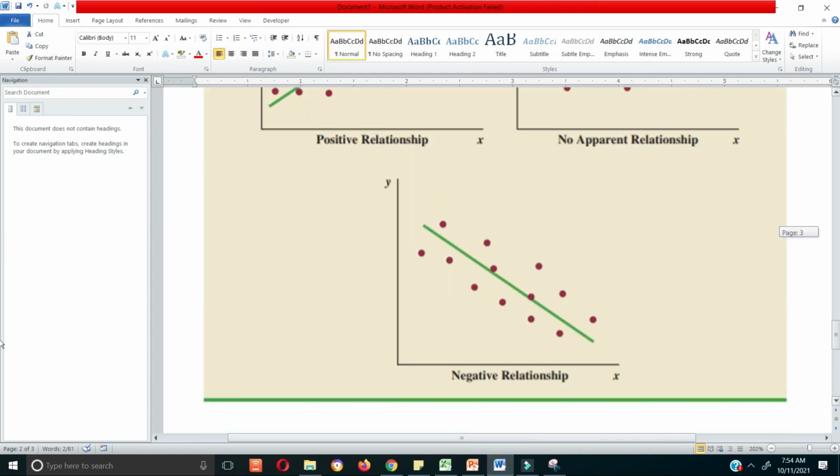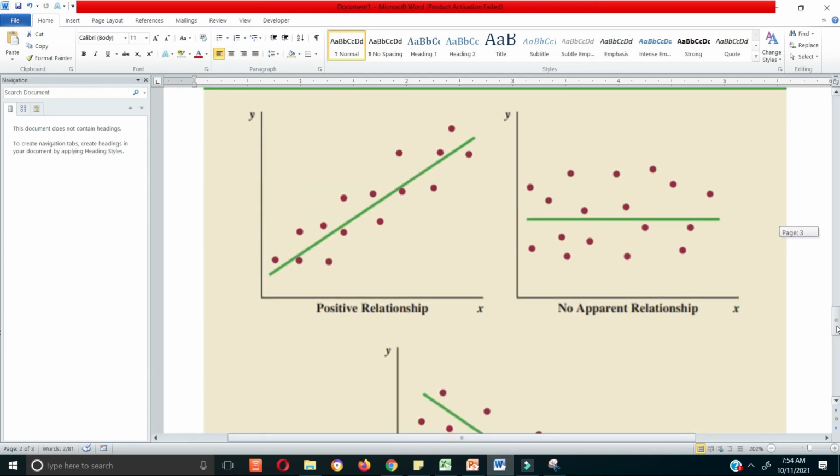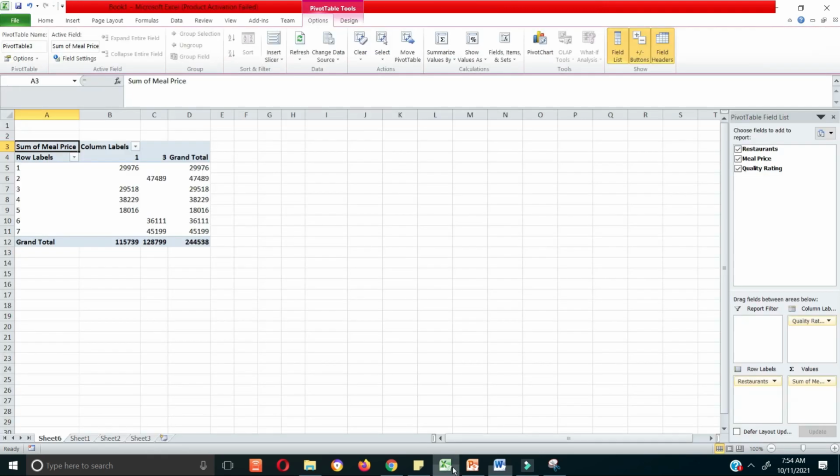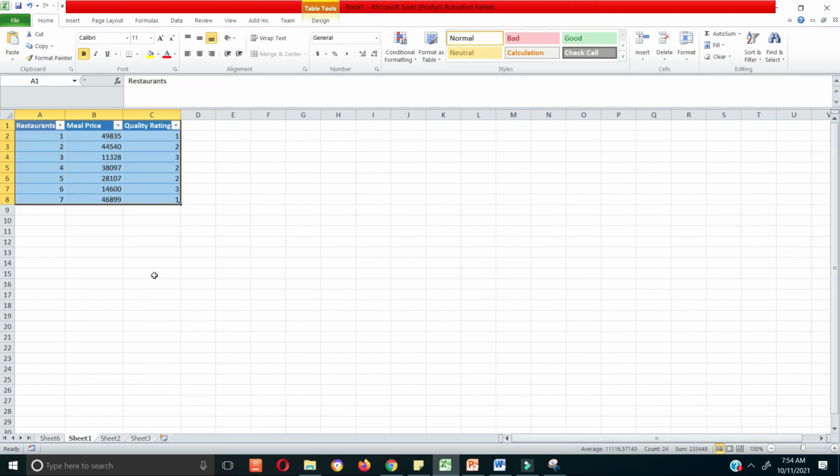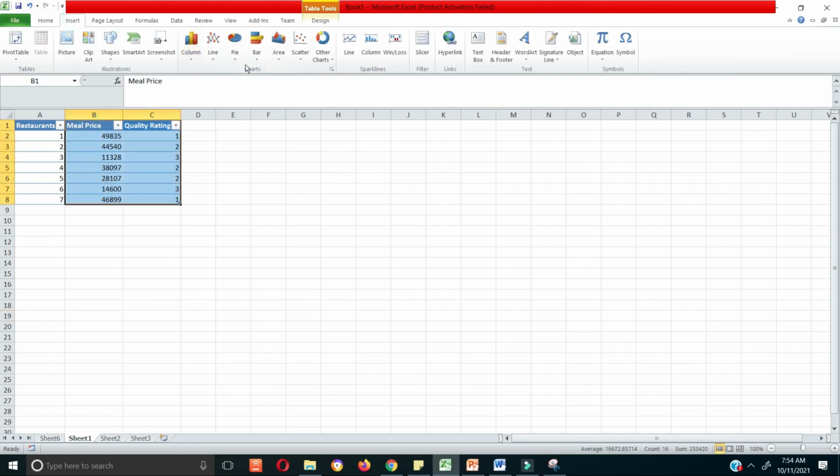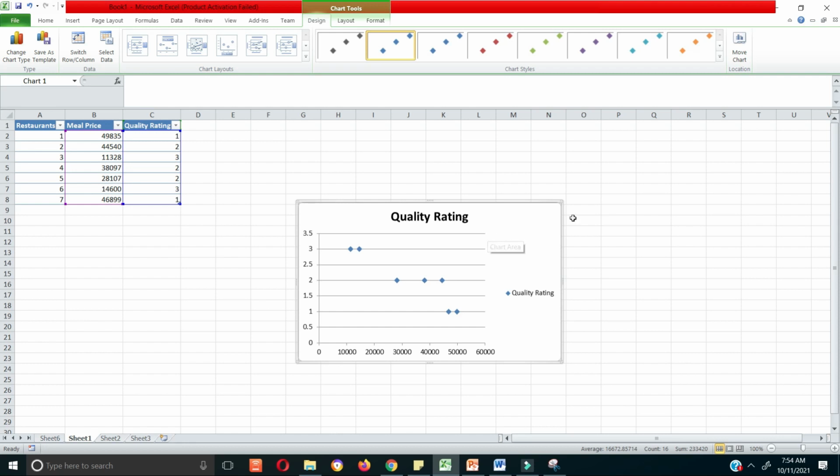But there is one more thing, and that is scatter plots. A scatter plot will basically show you the relationship between two variables. For instance, if you wanted to get a scatter plot for this, it's very easy with Excel. A scatter plot is basically going to show us the relationship between two variables. In this case, we have a kind of negative correlation.